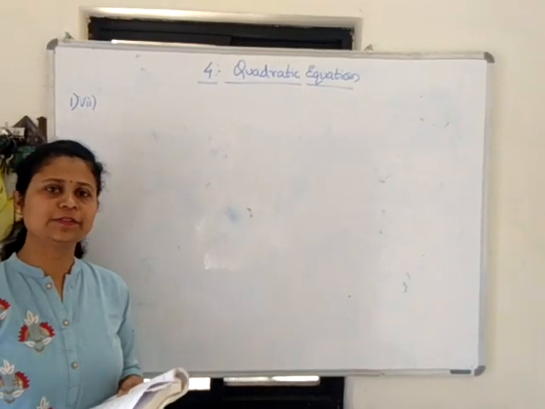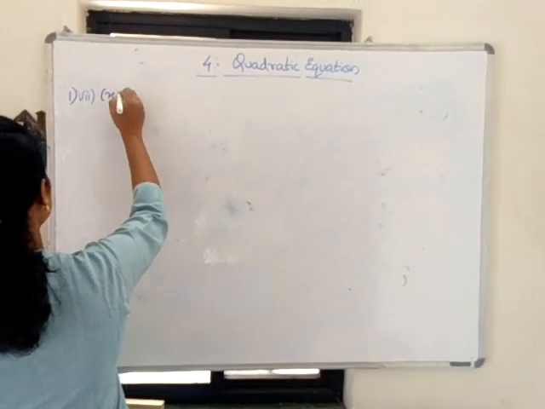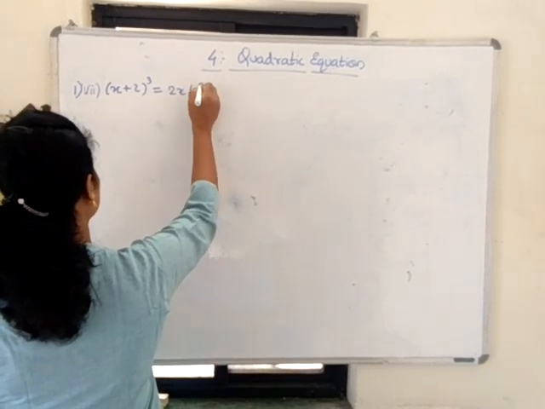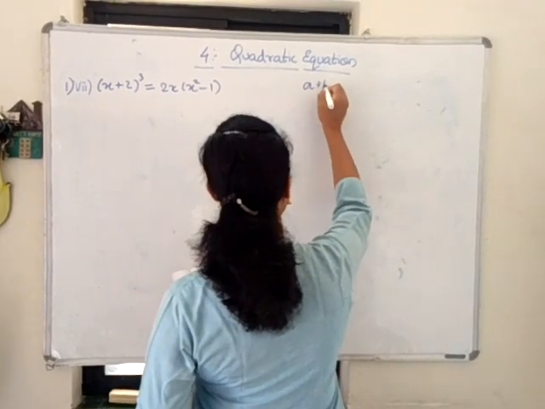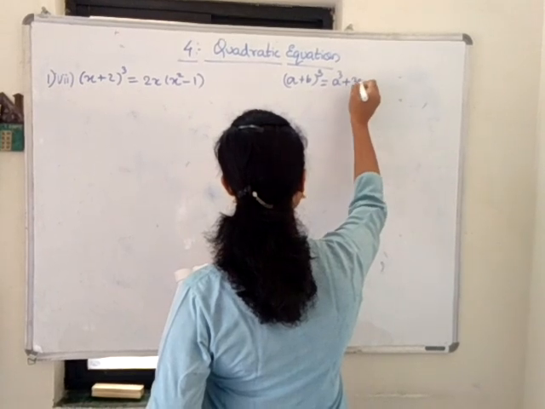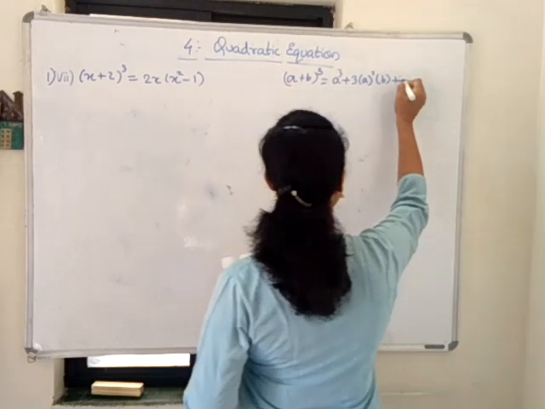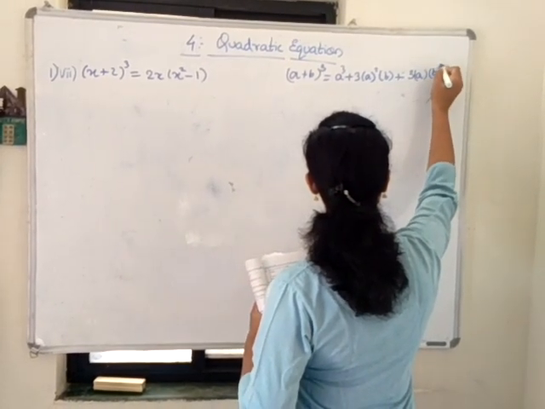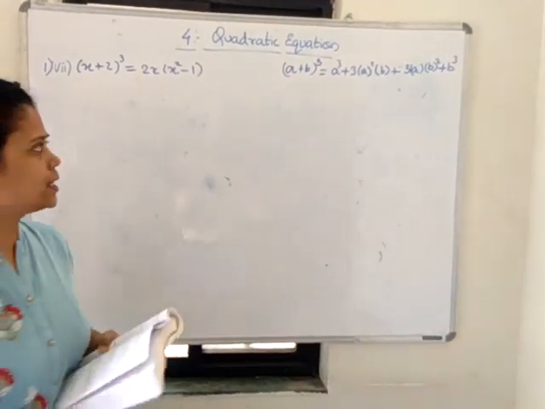So we'll start with the expansion in cubic form. (x + 2)³ = 2x(x² − 1). Now this will be in the form of (a + b)³. How do we write it? First term cube plus 3 into first term square into second term plus 3 into first term into second term square plus second term cube. This is the way we expand, right?